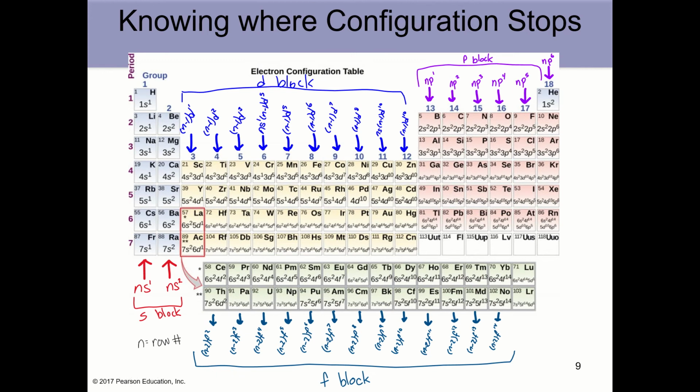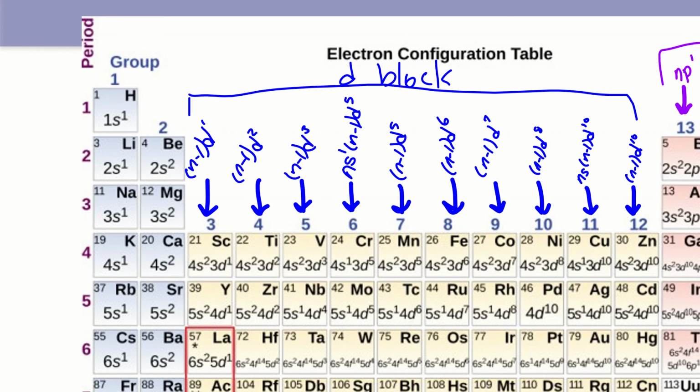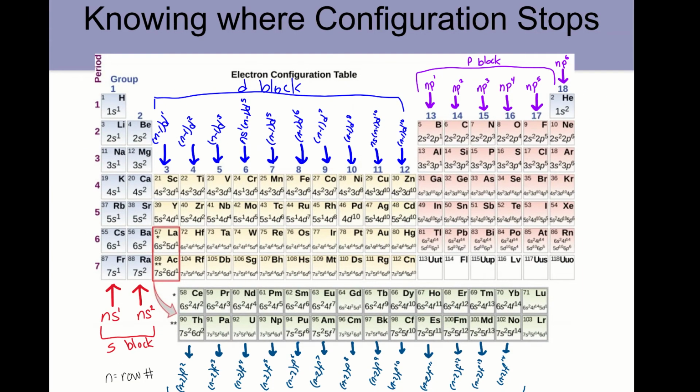So you have row 1 and row 2, which are called the S block. Row 1 is going to stop at NS1, and the N corresponds to the row number, or the period number, but I like to call them rows because why do we have to be complicated and call it a period? So in row 1, going across, it stops at 1S1. In row 2, we stop at S2.